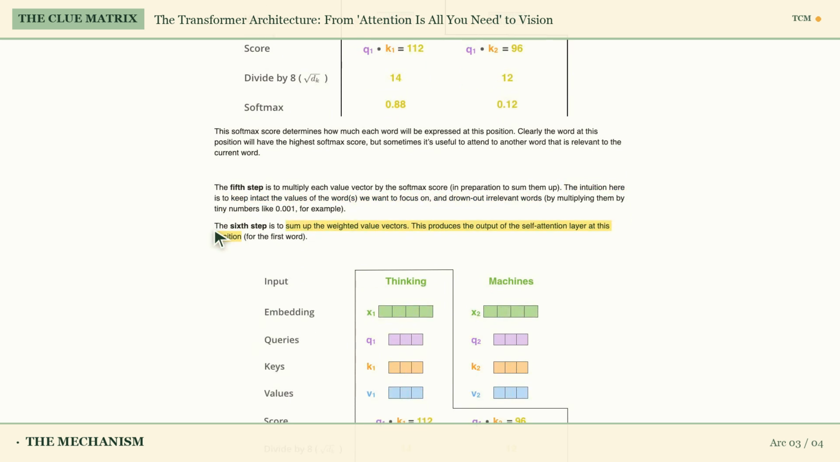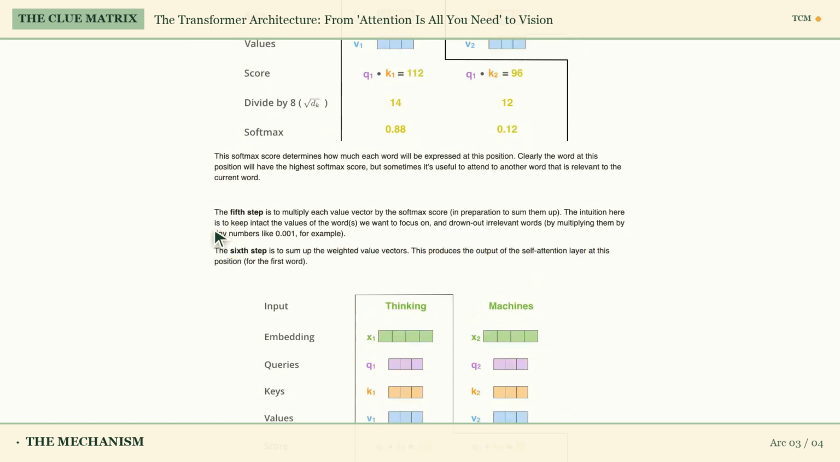Precisely. The result is a new context-aware vector for it. This process happens simultaneously for every word in the sentence. That's the power of summing up the weighted value vectors. This produces the output of the self-attention layer at this position. So every word effectively runs its own query against all keys, then uses those weights to create a blended value from all other words. That's the parallel contextualization.